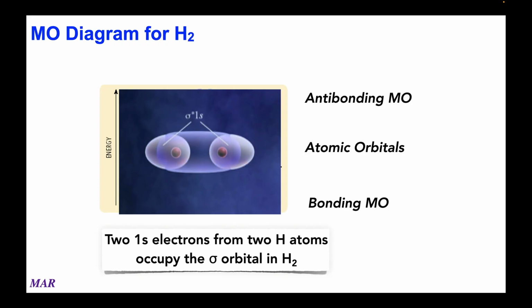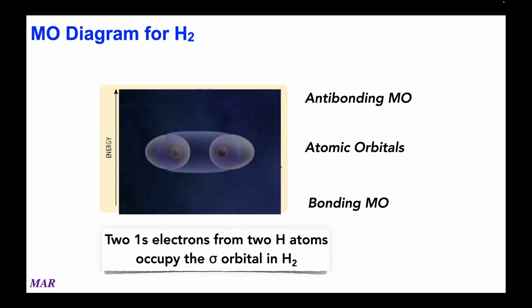The sigma star 1s anti-bonding molecular orbital consists of 2 lobes. The majority of the space occupied by the 2 lobes does not lie between the 2 nuclei. In this molecular orbital, the region between the 2 lobes is known as a node. Electrons in this orbital would actually draw the 2 nuclei apart by electrostatic forces. Hydrogen has no electrons in this anti-bonding molecular orbital.